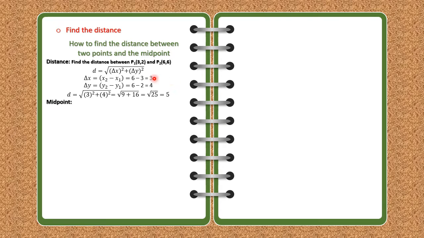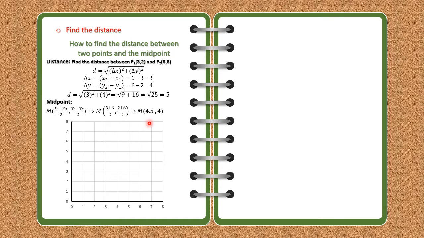And also, it's useful to find the midpoint between these 2 points. That's very easy. You just need to find the average of the x's and the average of the y's. It will be 3 plus 6 divided by 2, and y will be 2 plus 6, 8, divided by 2. The midpoint will be 4.5 as x and 4 as y.